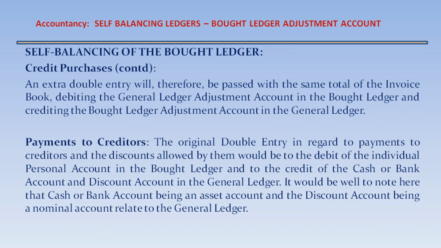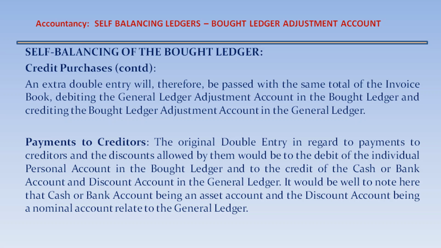An extra double entry will therefore be passed with the same total of the invoice book, debiting the general ledger adjustment account in the BAT ledger and crediting the BAT ledger adjustment account in the general ledger. Payments to creditors. The original double entry in regard to payments to creditors and the discounts allowed by them would be to the debit of the individual personal account in the BAT ledger and to the credit of the cash or bank account and the discount account in the general ledger.